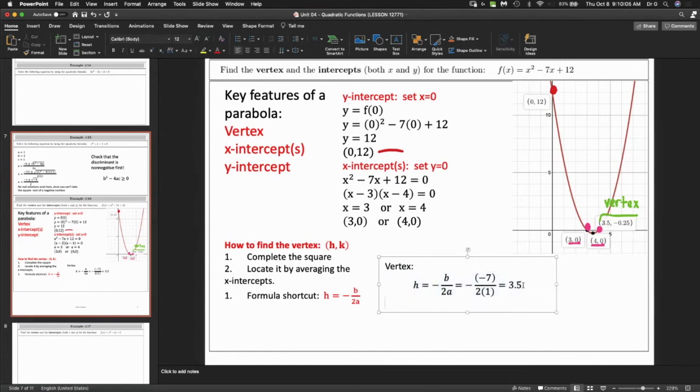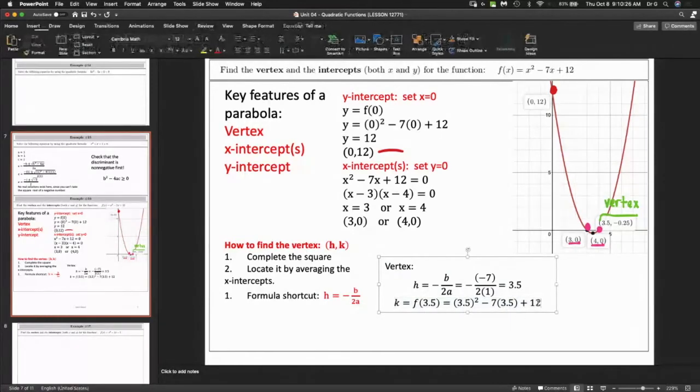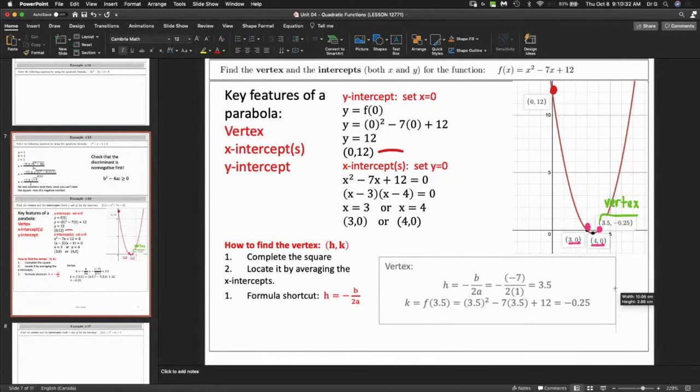And then how do you get k? You get k by putting it into the original equation. So you plug in 3.5 into the original equation. And that's the procedure for finding the vertex. So once you clean that up, you get negative 0.25 or negative 1/4.